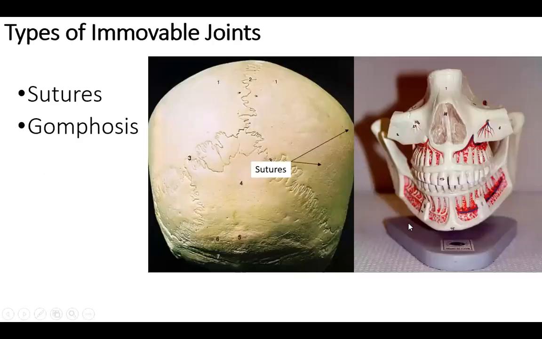There are the sutures, and the gomphoses are the teeth in the sockets. They're challenging to get out. They're not supposed to let go. The sutures in our skull don't let go either.